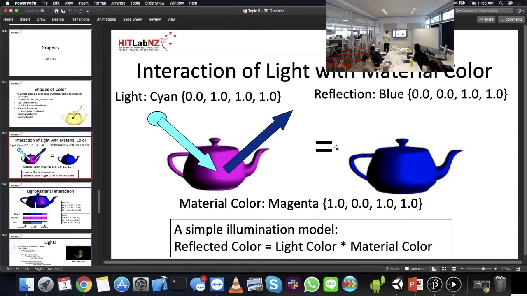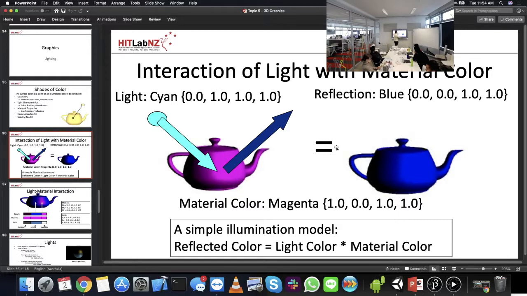So here is a very simple illumination model. Imagine we have this purple teapot and a cyan-colored light, and in our illumination model, we basically take the color of the light and multiply it by the color of the material. I put everything in normalized values, so 0 to 1 rather than 0 to 255, because it makes it a bit easier. If we multiply each of these channels out, the red channel in cyan is 0, the red channel in magenta is 1, so 0 times 1 gives us a value of 0.